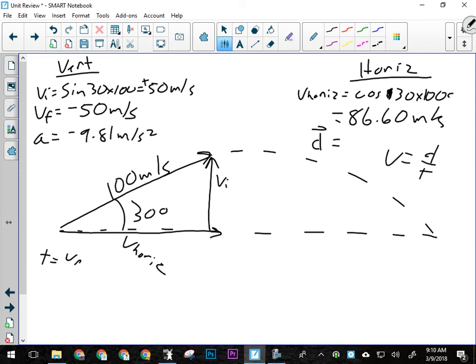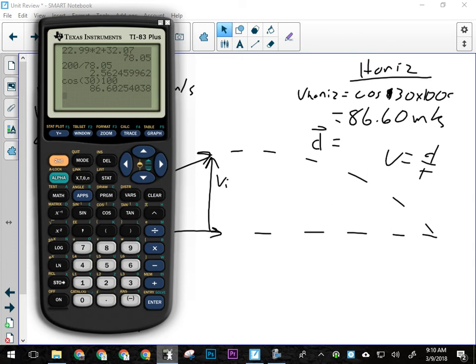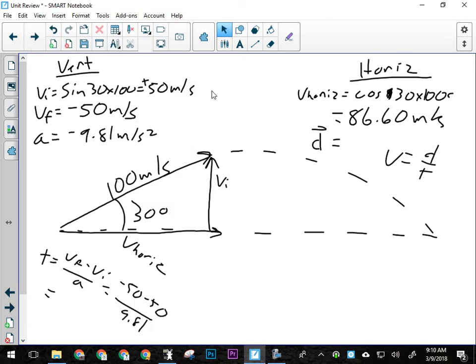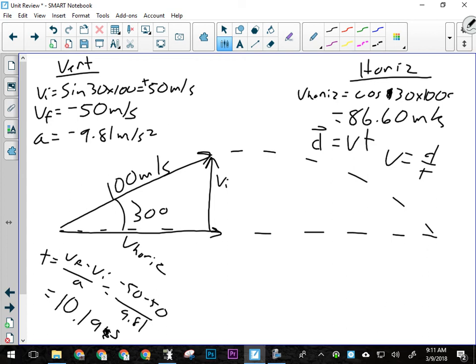All right, can I get time with these three things? Time equals Vf minus Vi over a. So that's negative 50 minus 50 over negative 9.81. So it's going to be like 10.1 or 10.2. So 100 divided by 9.81, 10.19 seconds. Now I can go back over here. d equals v times t, and so we'll take our 10.19 seconds and multiply it by the 86.6.